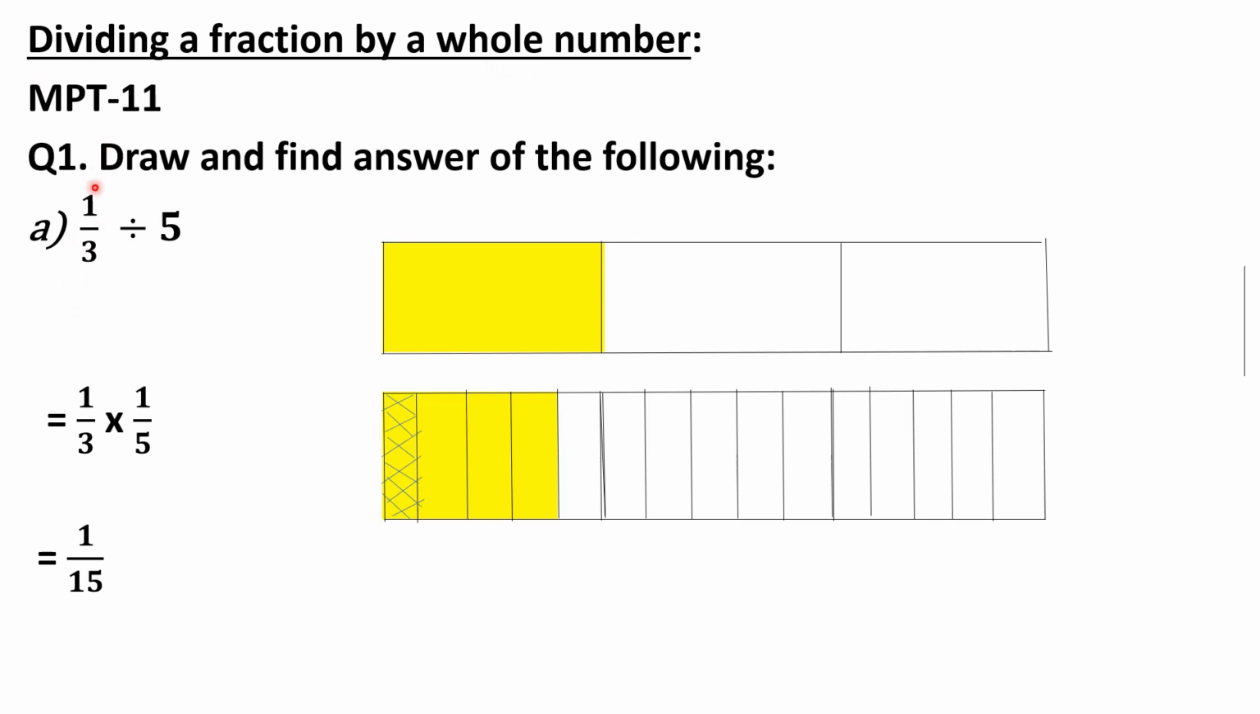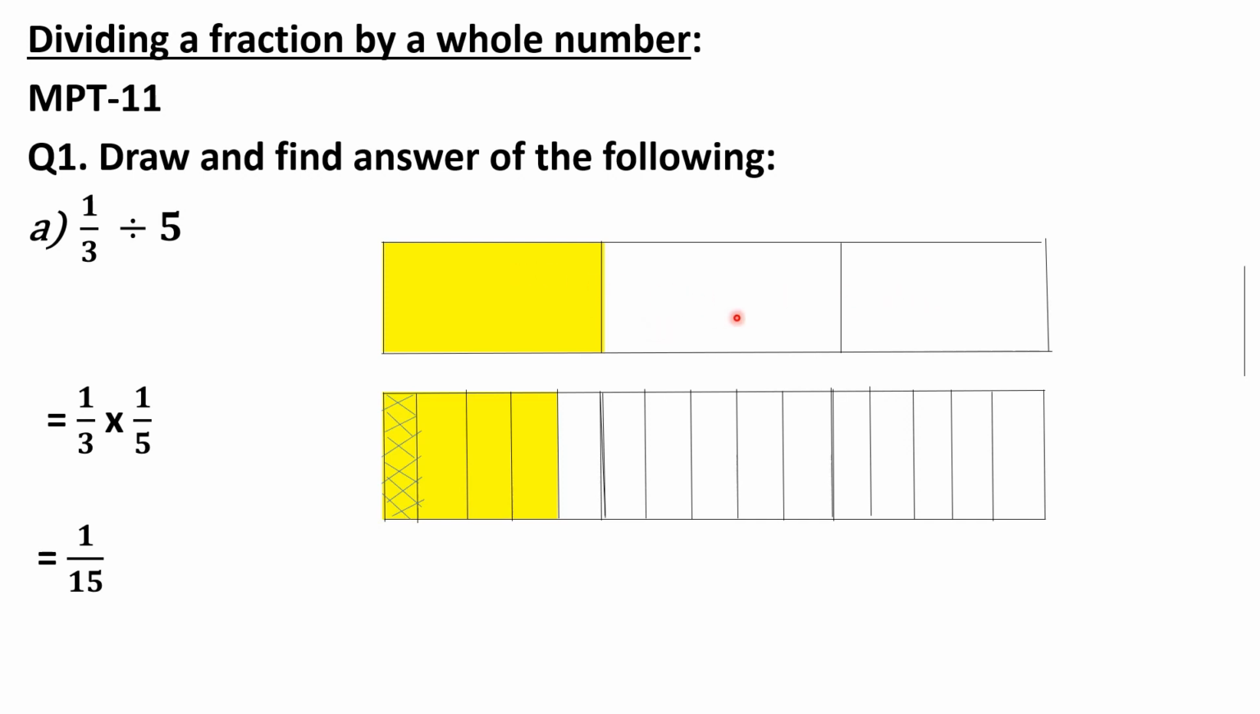Now let us see the question from My Practice Time 11. Draw and find the answer of the following. First of all, 1 by 3 divided by 5. Here you can see that 1 by 3 is a fraction, and a fraction is divided by a whole number. So let us take 1 by 3, which means this one rectangular box is divided into 3 equal parts, and then divided by 5. Now this whole thing is again divided by 5.